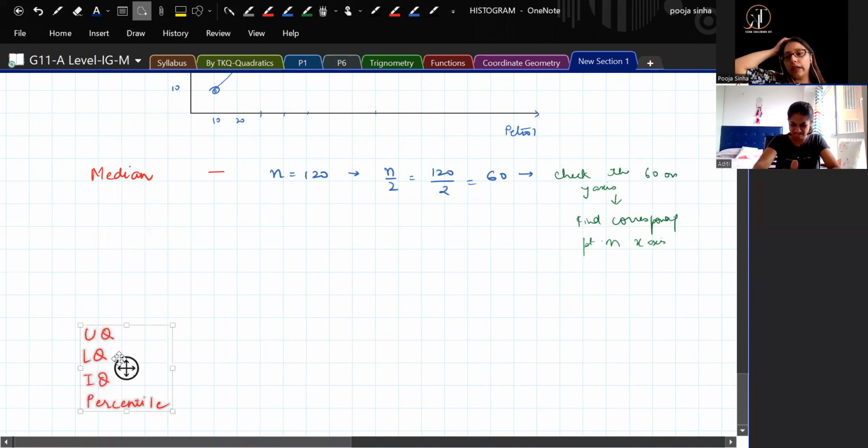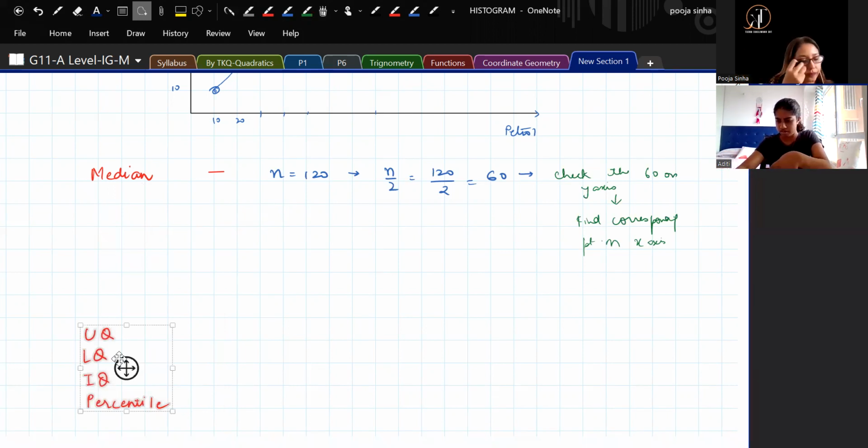Okay, so now can you figure out and tell me what is the value of the median corresponding to 60? Make a dotted line. This is corresponding to 60, right? Yeah.